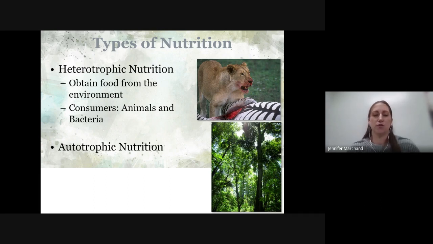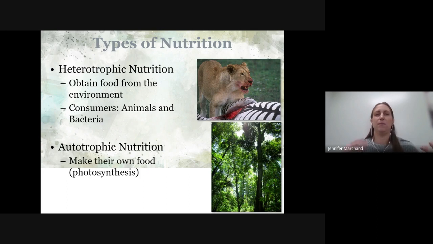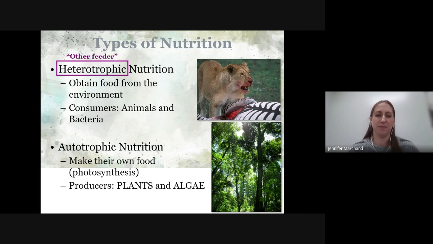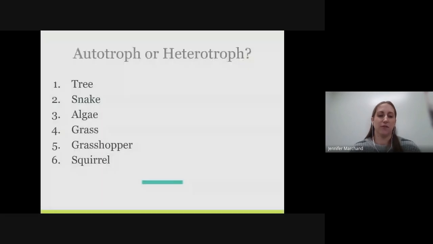So what autotrophic nutrition means is that these are going to be plants or algae that are going to make their own food. They're going to use photosynthesis to make their own food. So we typically think of plants and algae. Right? So heterotrophic means other feeder, and autotrophic means self-feeding.